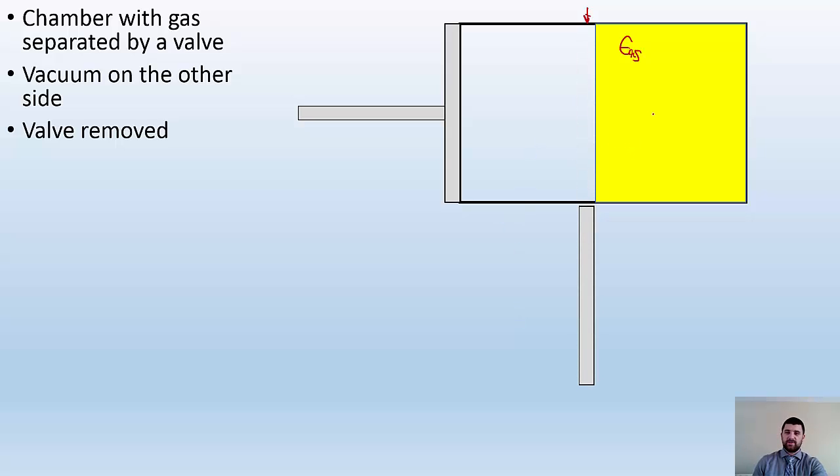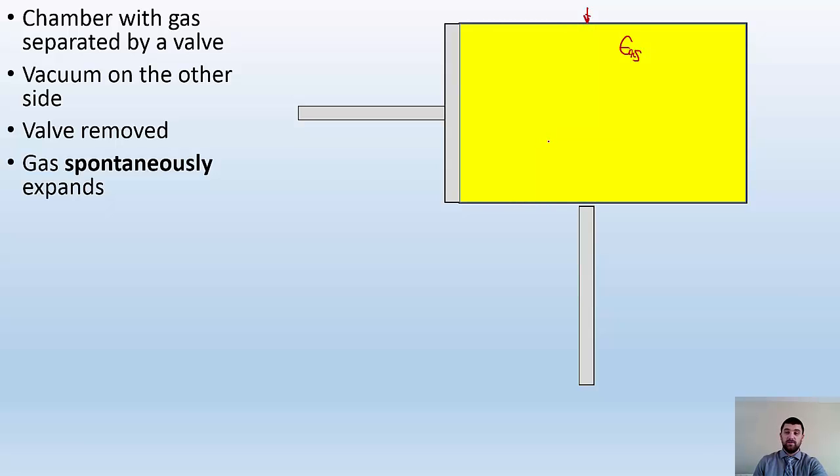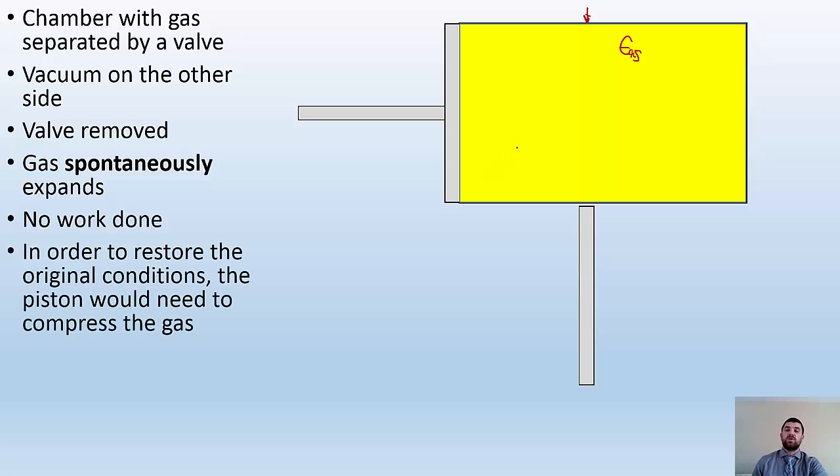All right, so what happens when we remove the valve? Well, now this gas that was contained on one side is free to diffuse and move into the other side, which is what it's going to do spontaneously. The gas is going to spontaneously expand to fill the entire container now. No work is done because it is expanding into a vacuum. So there's nothing there for it to do work on. It just expands spontaneously.